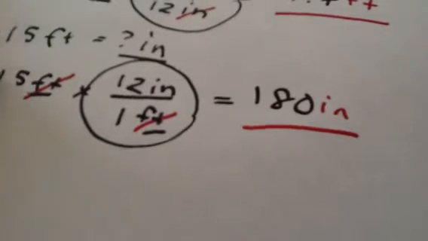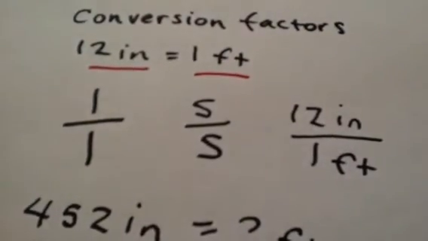So this will work for any equivalency. It doesn't have to be 12 inches equal 1 foot. It could be 1,000 milliliters equal a liter. It could be 1,760 yards equal a mile. Anytime you have two things that are equal to each other, you can create a conversion factor.